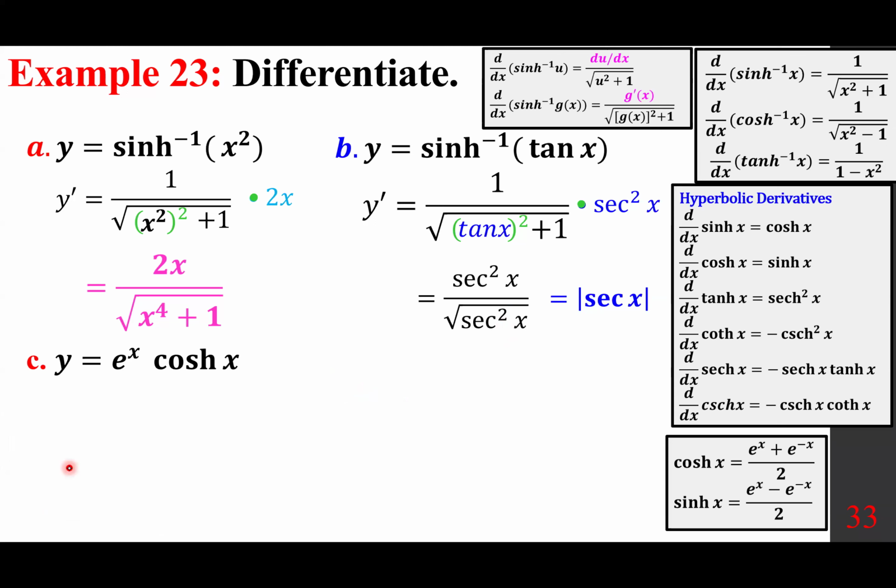What about y equals e to the power of x cosh x? We recognize this as the product of e to the power of x and cosh x.